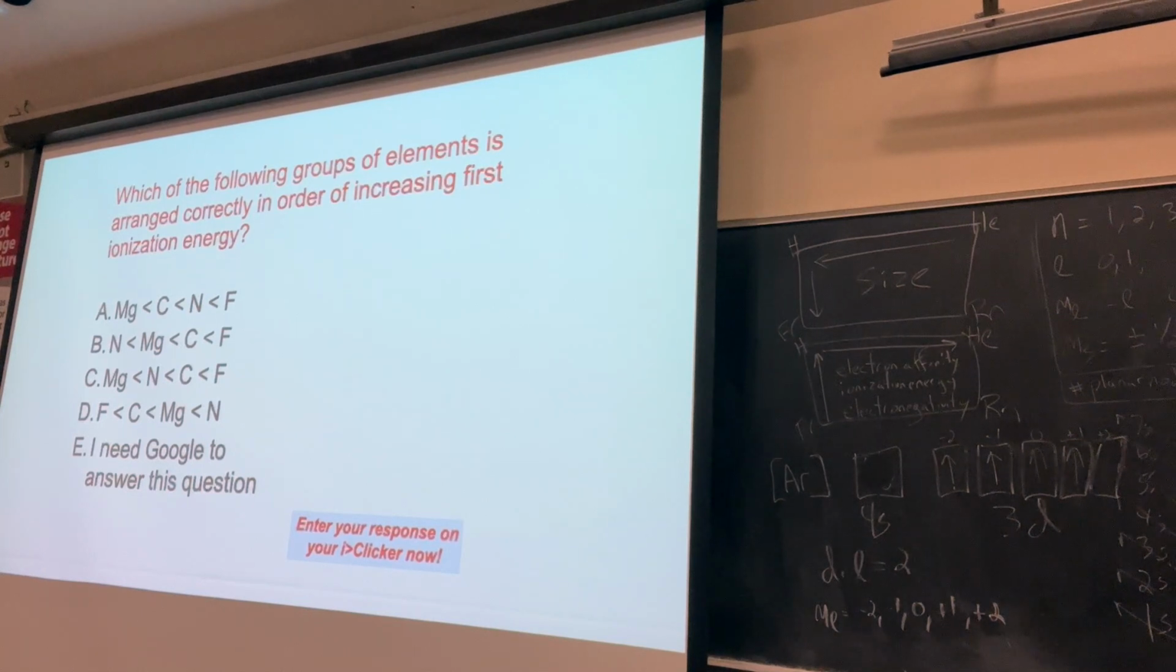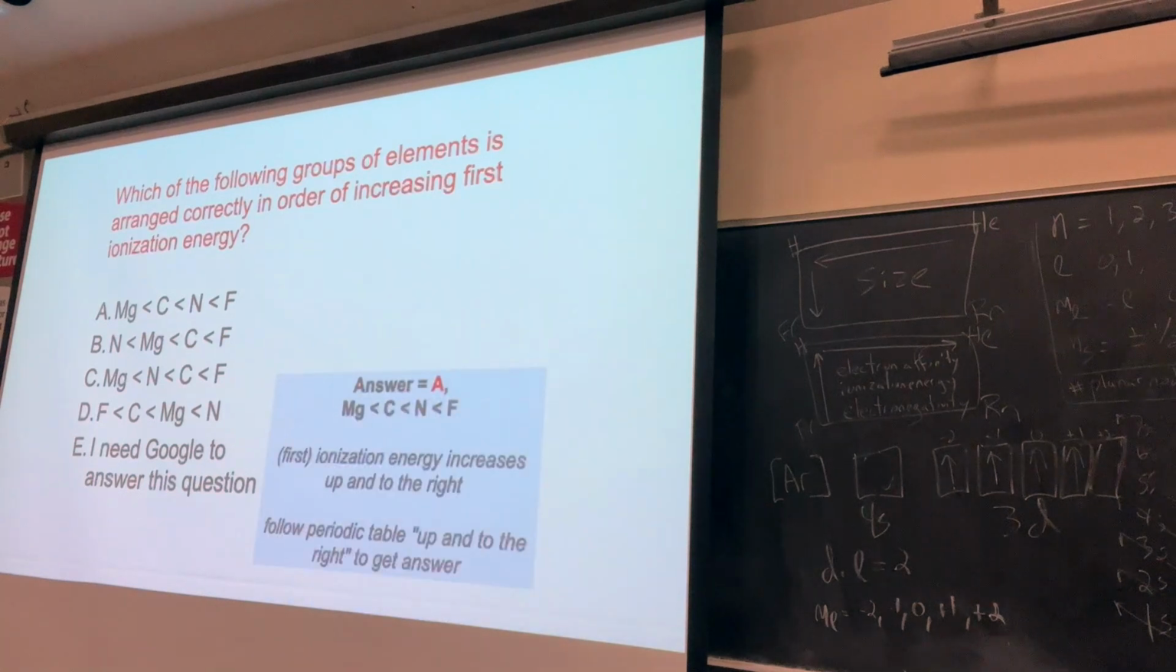Now, C, N, and F. Magnesium down here, up and to the right for ionization energy, magnesium over here, then carbon, nitrogen, fluorine on the outside. It should be answer A, okay? So you don't need Google, you can use this trend, and it works more often than it doesn't, even though these are lamer, honestly, in my opinion, than size, but I digress.